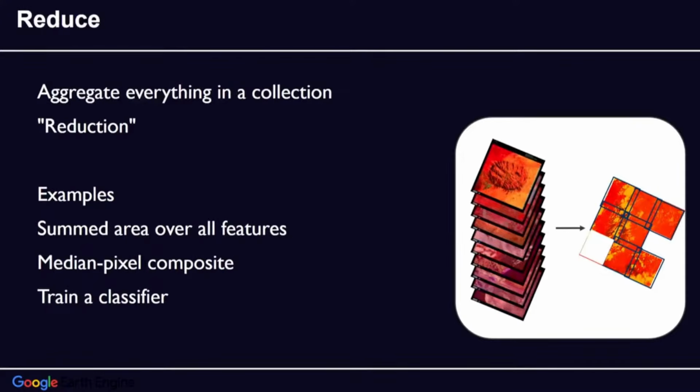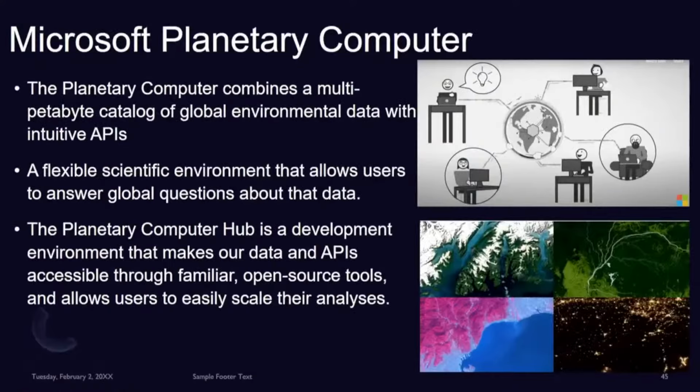Then there are some operations called aggregation. So aggregations are reducing the images, maybe either spatially or temporally. So like summarizing the images, like summed area of overall features, or we can create a median pixel composite from all the satellite images, or we can train a classifier using these reducers.